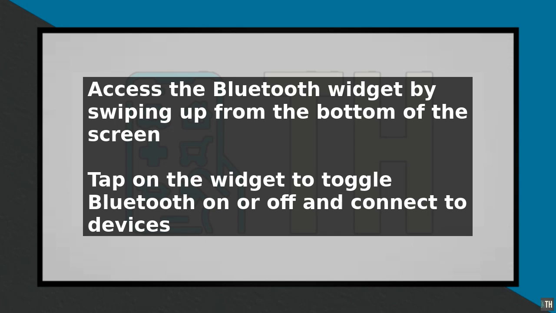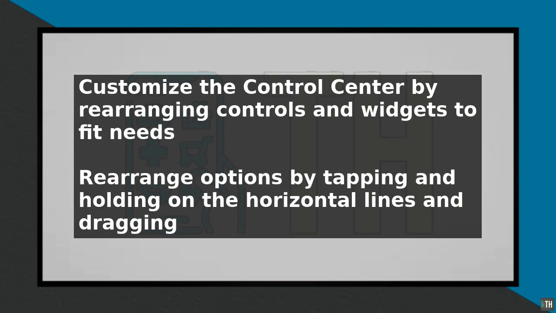You can rearrange the order of the controls and widgets by tapping and holding on the three horizontal lines next to each option and dragging it to your desired position. By following these steps, you can easily add a Bluetooth widget to your iPhone and enjoy the convenience of quickly accessing and managing your Bluetooth connections.